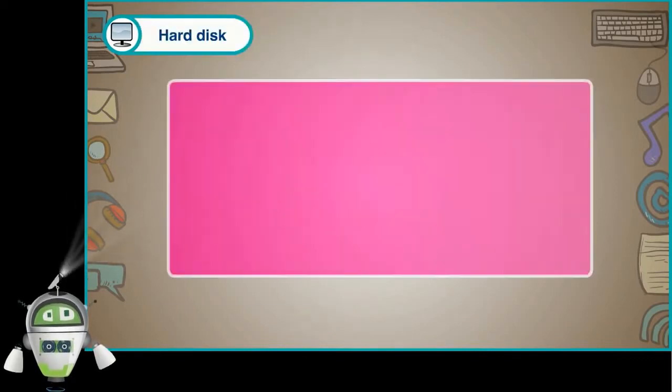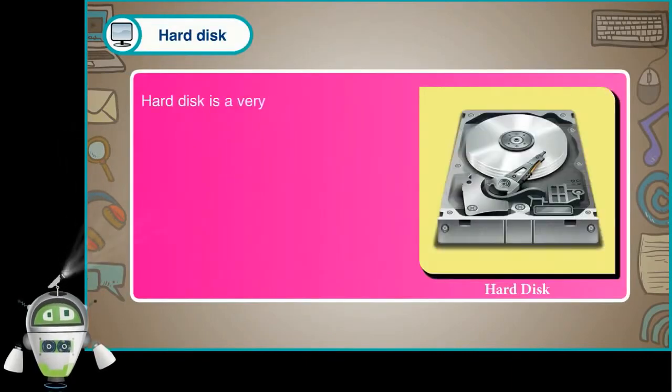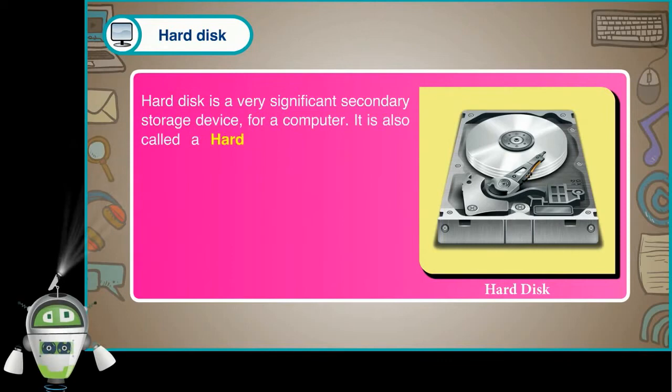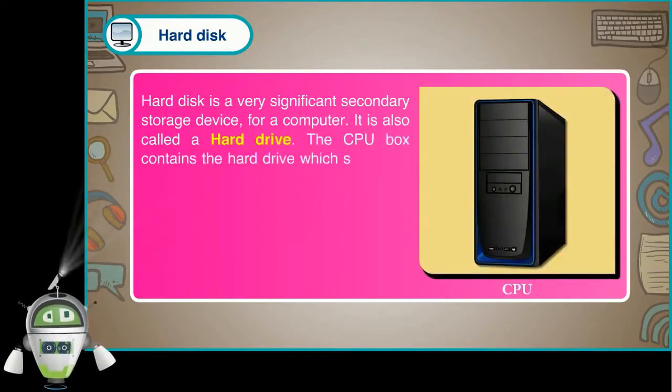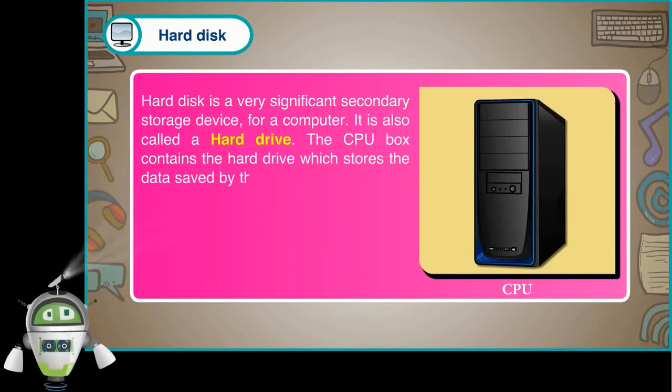Hard disk. Hard disk is a very significant secondary storage device for a computer. It is also called a hard drive. The CPU box contains the hard drive which stores the data saved by the user and the software used by the computer system.